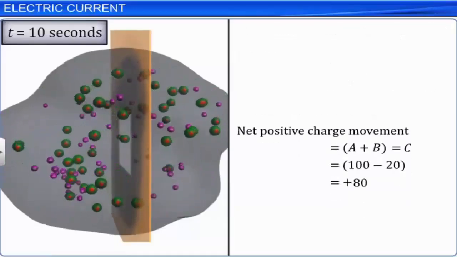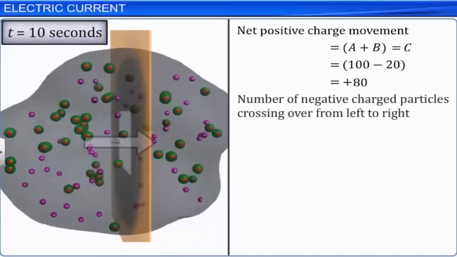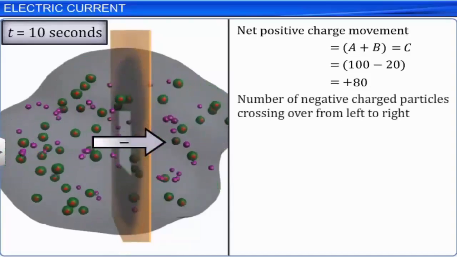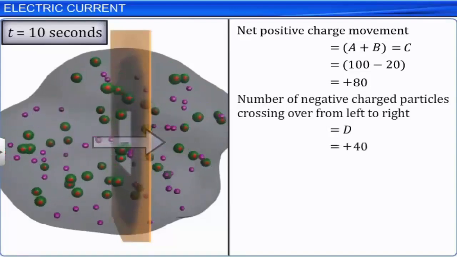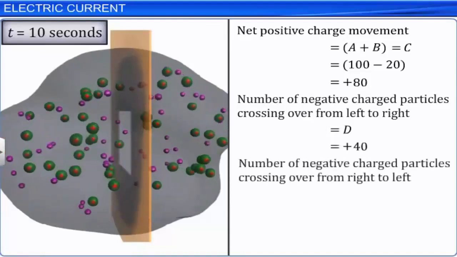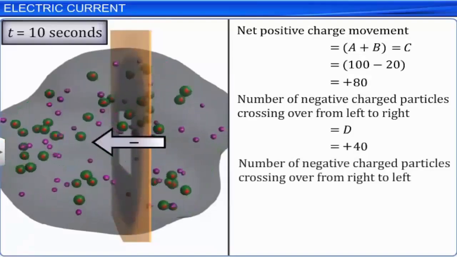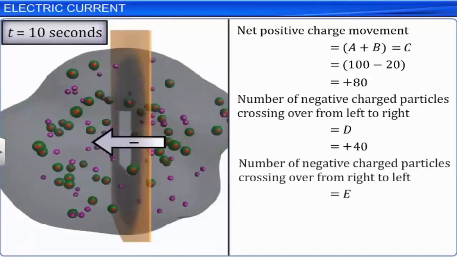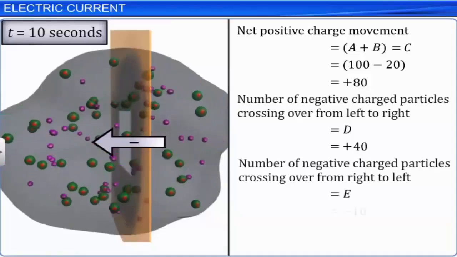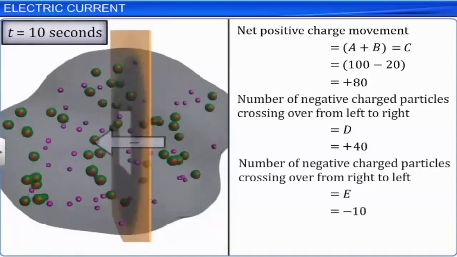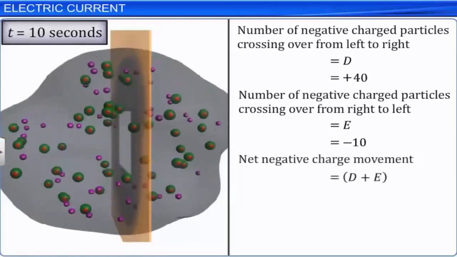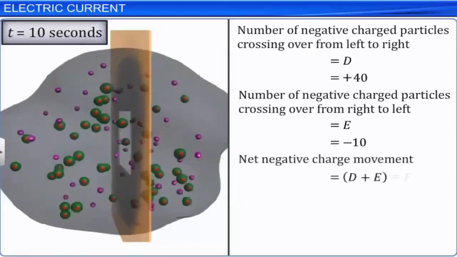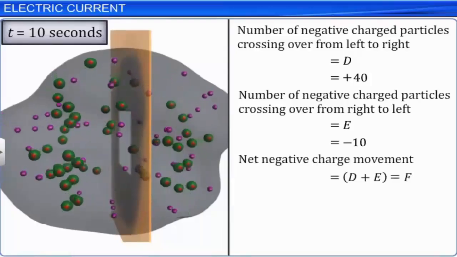The number of negative charged particles crossing over from left to right is equal to D, which is equal to plus 40. The number of negative charged particles crossing over from right to left is equal to E, which is equal to minus 10. The net negative charge movement is equal to D plus E is equal to F, which is equal to plus 30.